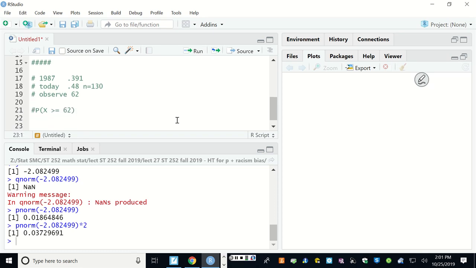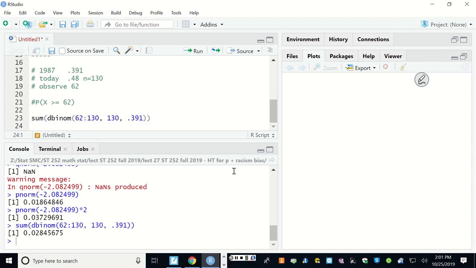The binomial calculation is the density for the binomial. So we can go from 62 up to 130, and the sample size is 130, and the probability we're asking about, the null hypothesis, is 0.391. And so that gives us this probability of 0.0284.